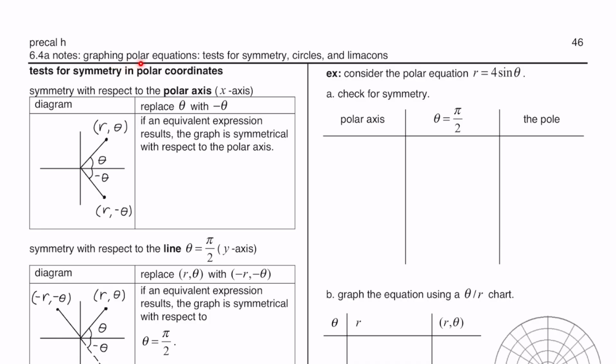In this lesson, we're going to graph polar equations. We're also going to look at tests for symmetry, and then specifically graphing circles and limacons. First, we're going to start with the test for symmetry in polar coordinates.